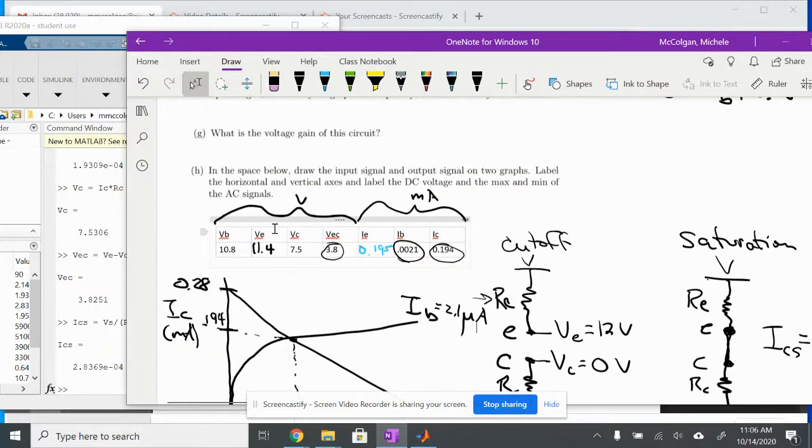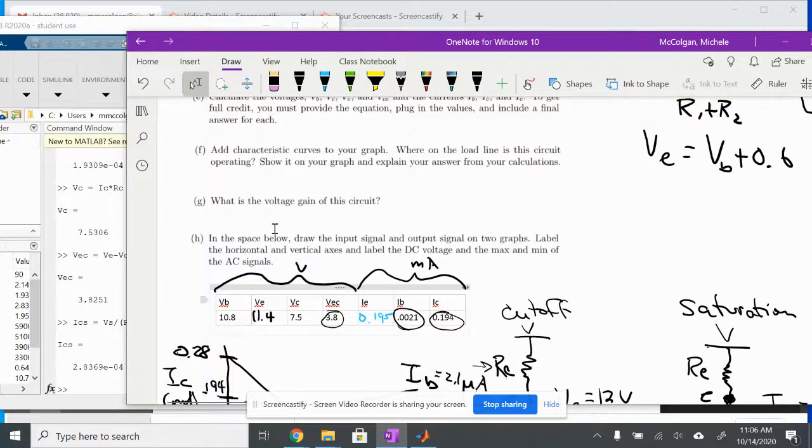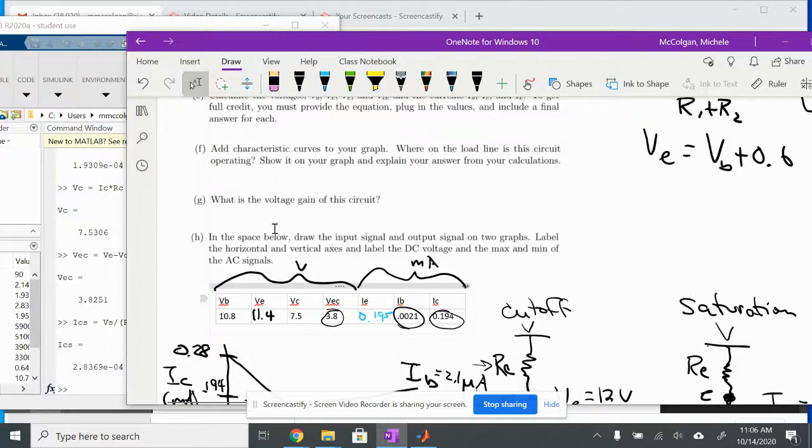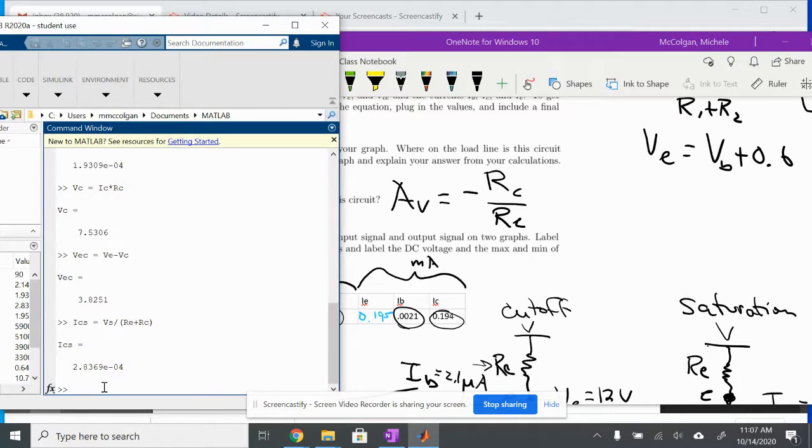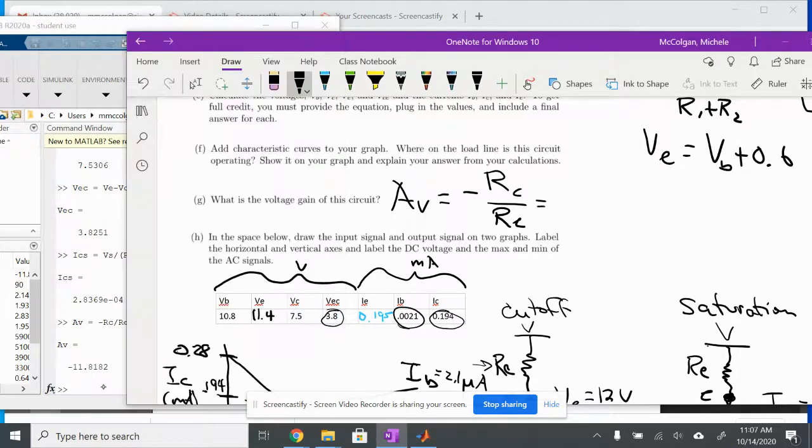And now what's next? What is the voltage gain here? My voltage gain, AV, is equal to a negative RC over RE. So we can calculate that. I've got my AV equal to a negative RC divided by RE, and that's a negative 11.8.